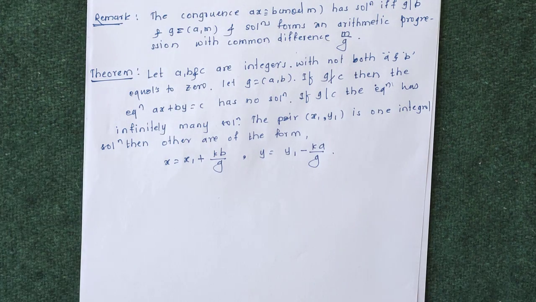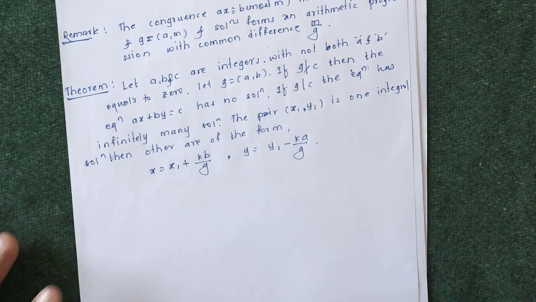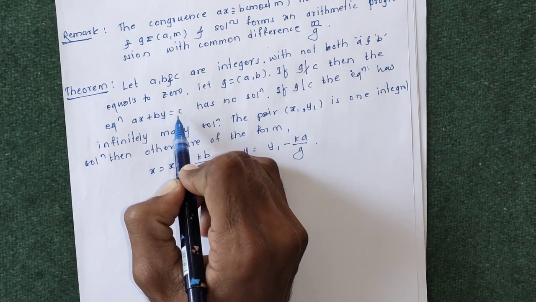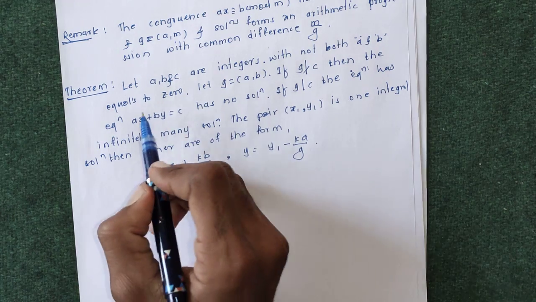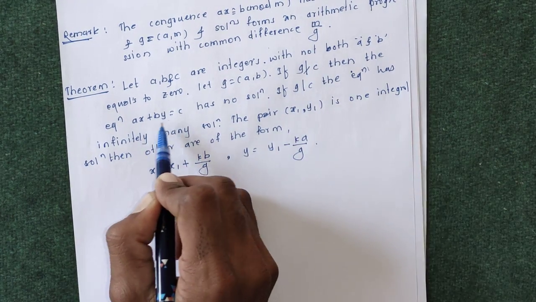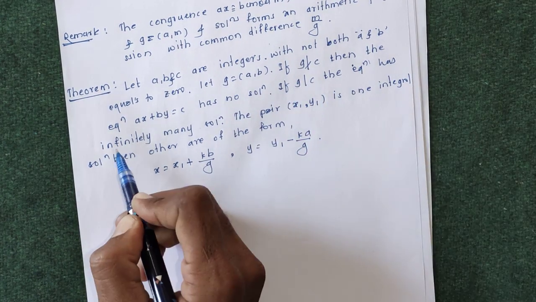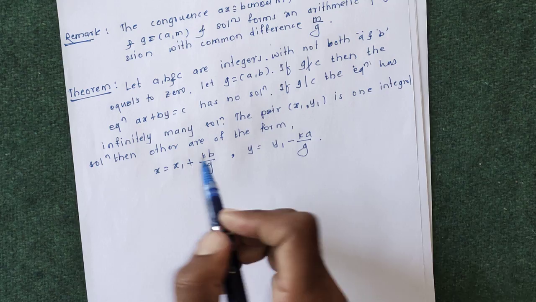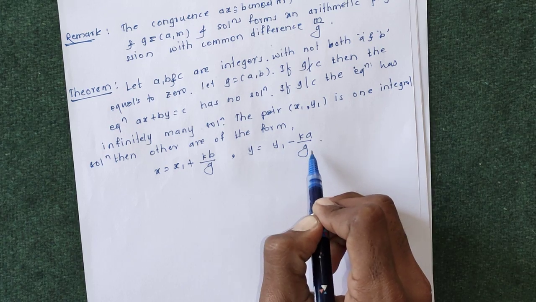So this theorem says that A, B, C are integers with not both A and B equal to 0. Let G be the GCD of A and B. If this GCD of A and B divides C, then this equation has infinitely many solutions, and if GCD of A and B doesn't divide C, then this equation has no solution. Suppose this is the first solution, then the other solutions are of the form x is equal to x1 plus kb upon g, and y is equal to y1 minus ka upon g.